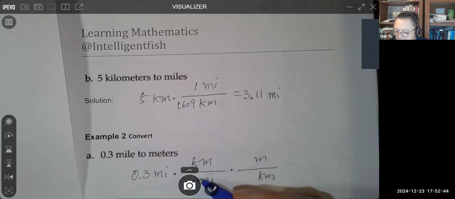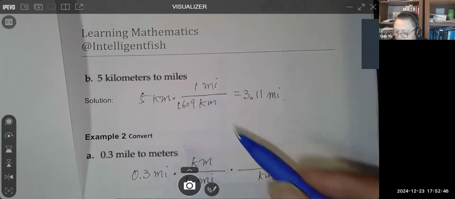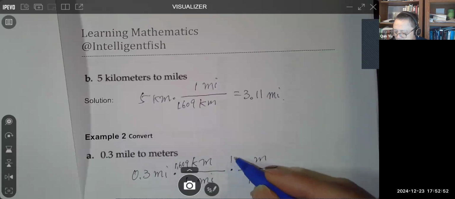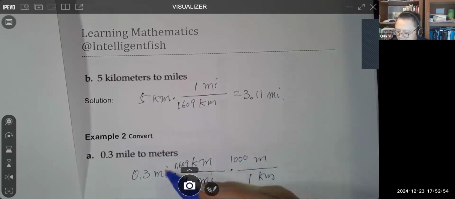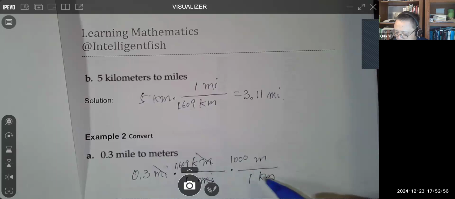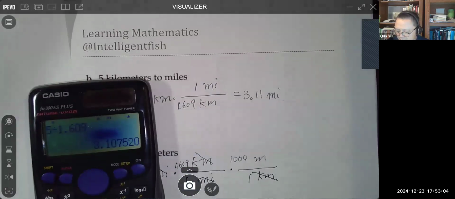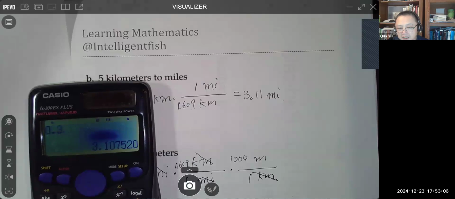So I get 1 mile, I already have that, equals 1.609 kilometers. 1 kilometer is 1,000 meters. So mile cancelled, kilometer cancelled, and the only thing left is meter. Since both numbers are on the top, we just multiply them all together. So 0.3 times 1.609 times 1,000.